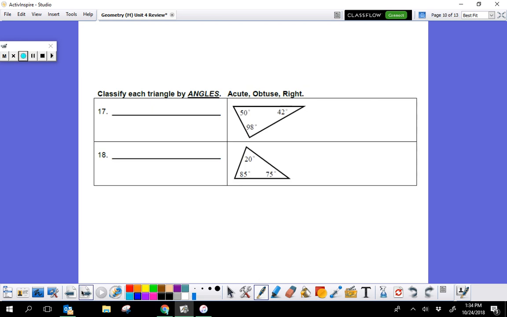Number 17, now here we're trying to classify by the angles. So I don't care about the sides right now. I just want to see if it's acute. That means all less than 90. Obtuse means one angle that's more than 90. And right means it has an angle that's 90. So in 17, you can see I have a less than 90, a less than 90, a more than 90, which means this whole triangle would be obtuse.